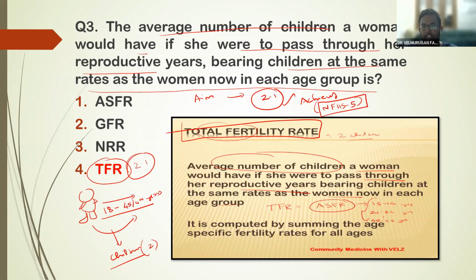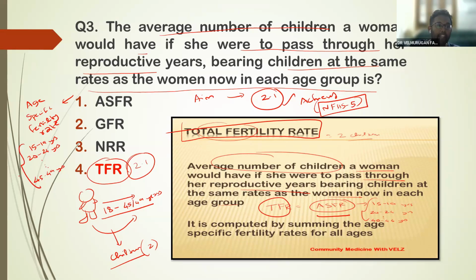So how do we get the TFR? We get the TFR by adding the ASFR of various age groups. What do you mean by ASFR? ASFR means age specific fertility rate. For each age group, we have a specific fertility rate. 15 to 19 years, how many children are being born? 20 to 24 years, how many children are being born? Up to 45 to 49 years, how many children are being born? When we add every ASFR, we get the TFR. TFR is computed by summing the age-specific fertility rates of all age groups.